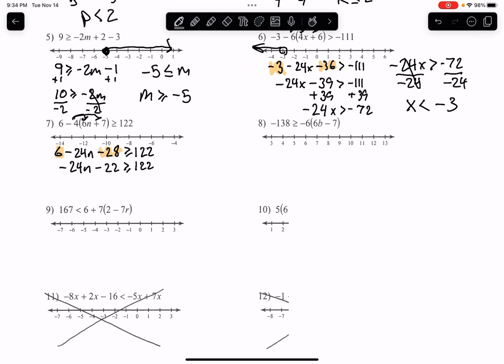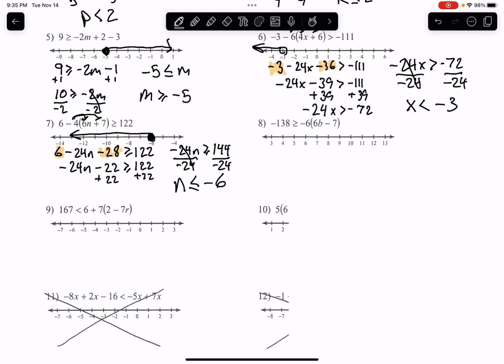Just make sure I'm not making a mistake anywhere here. Nope, I think we're good. So we're going to add 22, add 22, and we'll be left with -24n is greater than or equal to 144. And divide by -24, divide by -24. N is less than or equal to -6. I flipped that symbol because I divided by a negative. So closed circle at -6, and we want everything to the left of that because n is less than -6.